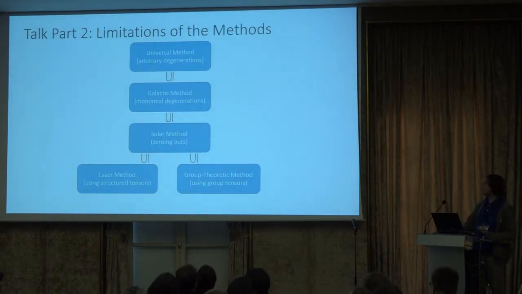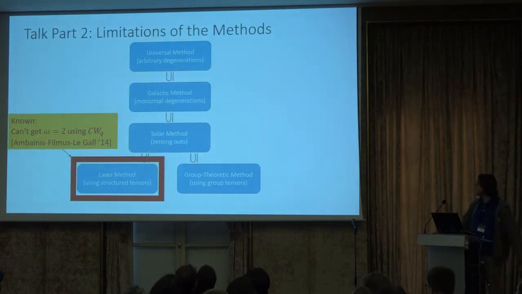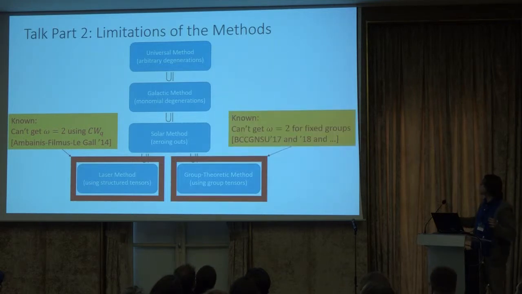And then in the second part, I'm going to tell you about limitations of these general methods we don't even know how to use. There are some known limitations already. It's already known that you can't get omega equals 2 by using the laser method applied to Coppersmith-Winograd tensors. And similarly, there's a nice recent line of work showing you can't get omega equals 2 using fixed groups and the group theoretic method.